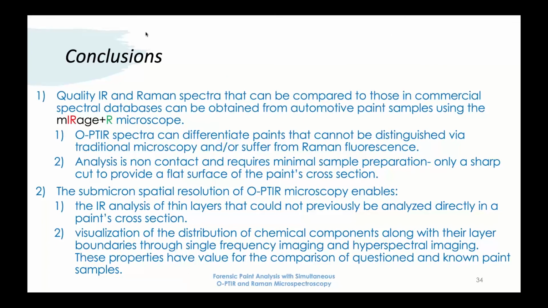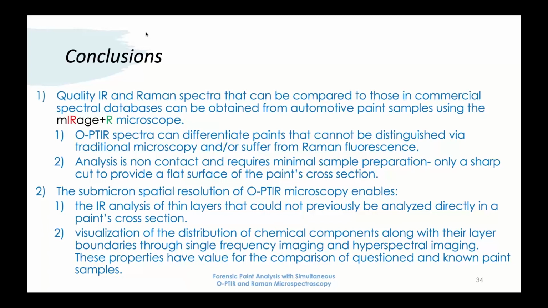spectral databases can be obtained from automotive paint samples using the Mirage+Raman microscope. O-PTIR spectra can differentiate paints that cannot be distinguished via traditional microscopy and/or suffer from Raman fluorescence. The analysis is non-contact and requires minimal sample preparation. Only a sharp cut is needed to provide a flat surface to the paint's cross-section.